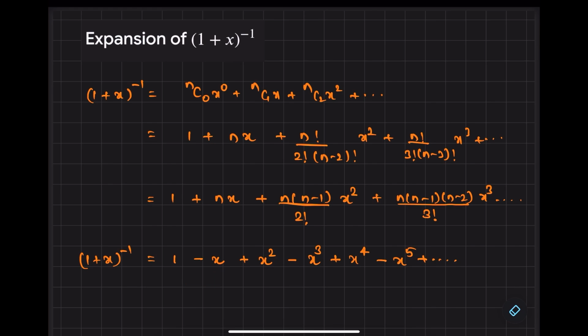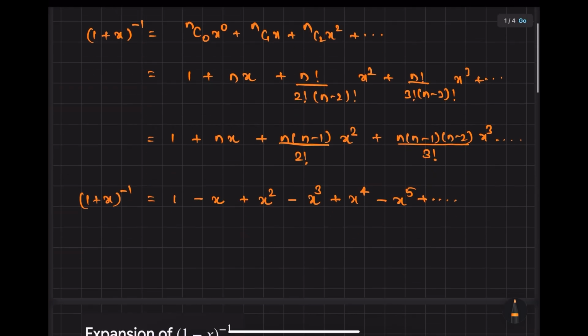Correct? So this means what? They are in GP. So the sum of an infinite GP is what? A by 1 minus r. So minus x is the common ratio. So can I write 1 plus x power minus 1? It is also the same thing, no? So now you are comfortable that this is the correct expansion of 1 plus x power minus 1.